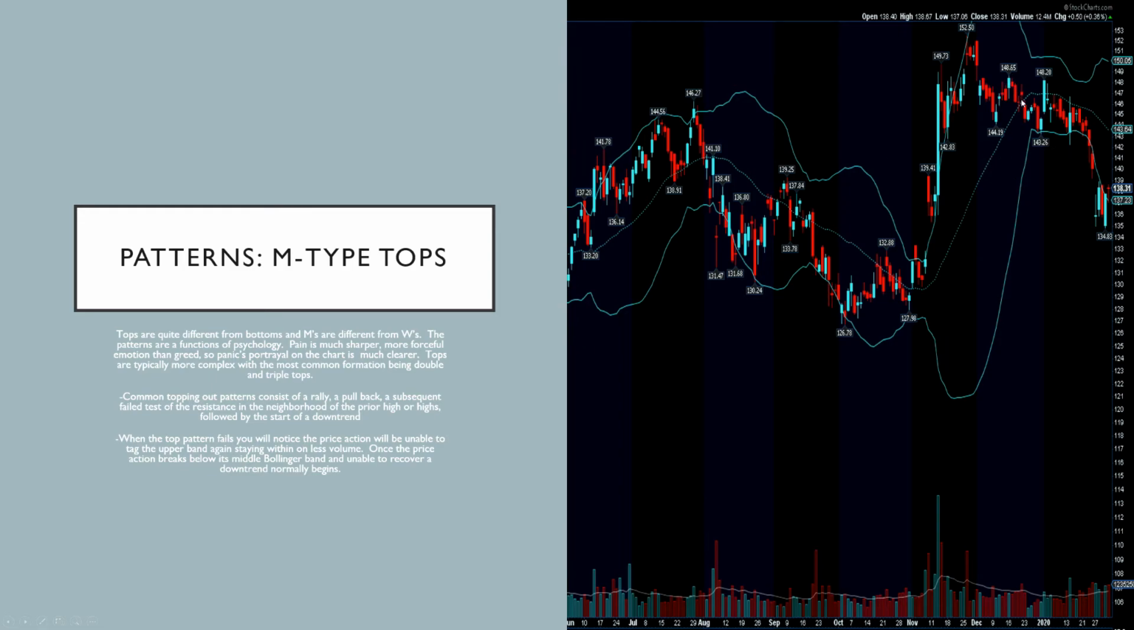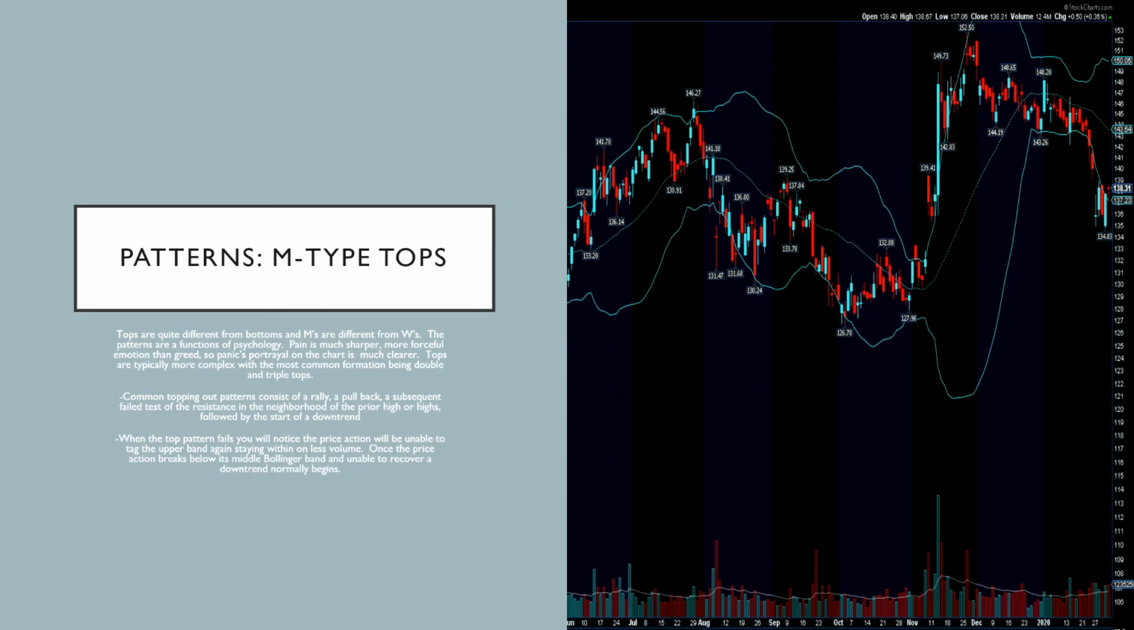And then again, it pulls back, breaking below the middle band. It tries one last rally attempt, doesn't even break above its previous high, and then again begins to fail, and that gives us forewarning that that upward momentum is beginning to shift. We are now below that middle Bollinger Band, and then all of a sudden you get a downtrend heading back down as far as Disney goes. Okay, so that's one of the M-type tops for Bollinger Bands.